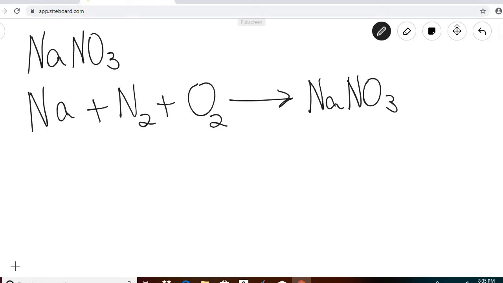So now we can balance this equation. Sodiums are okay. Nitrogens, we have 2 on the reactant side and only 1 over here. So let's put a 2 there. Now we have 6 oxygens on the product side and only 2 over here. So we can do 3 oxygens there. And then if we just put a 2 in front of the sodium: 2 sodiums, 2 sodiums, 2 nitrogens, and then 3 times 2 is 6, and 2 times 3 is 6 on the oxygen. So that equation is balanced.